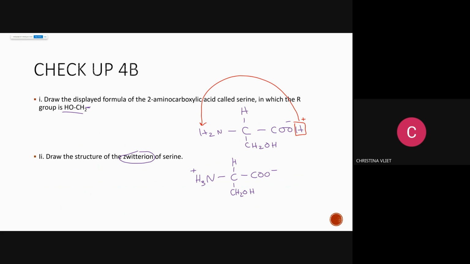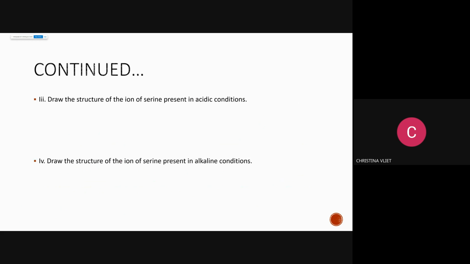Now, I believe in the next question, we're going to look at the different conditions. How would this look in acid? How would this look in base? So start with your Zwitter ion. That's this. In acid, what would you write? How would you change the structure of serine? Acid means what? Acidic conditions.